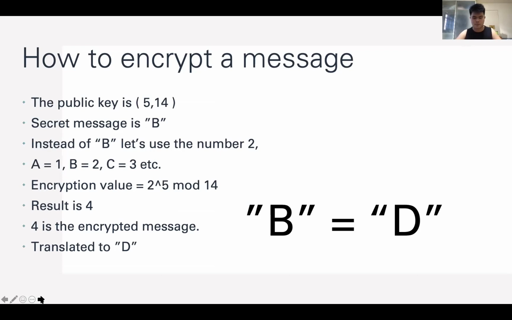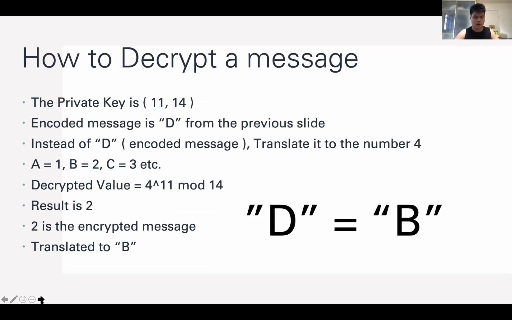Encrypting the values, we will substitute the numbers into the formula from the previous slide, which gives us 2 to the power of 5 mod 14. The result is 4. 4 is the encrypted message, which translates to D.